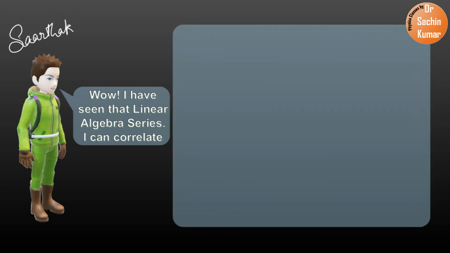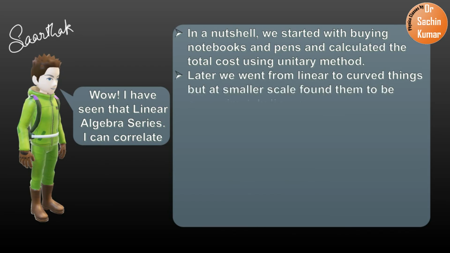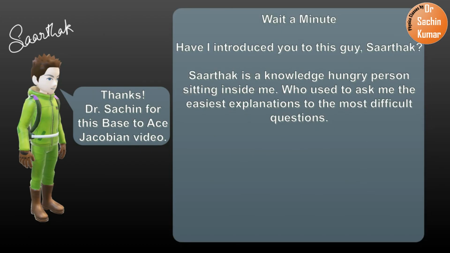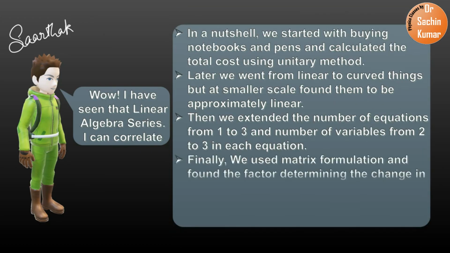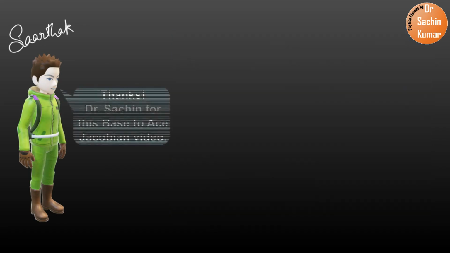So in a nutshell, we started with buying notebooks and pens and calculated its cost using the unitary method. Later, we went from linear to curved things and looked at a much smaller case. So here we introduced differentiation or partial differentiation, and then we extended our number of equations from 1 to 3 and also extended the number of variables from 2 to 3. Finally, we used matrix formulation and found the factor determining the change in multi-dimensional volume on changing from one set of variables to another set of variables using the Jacobian.